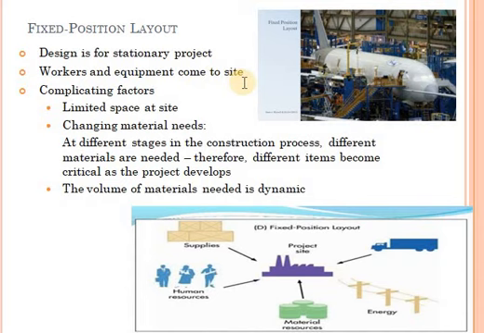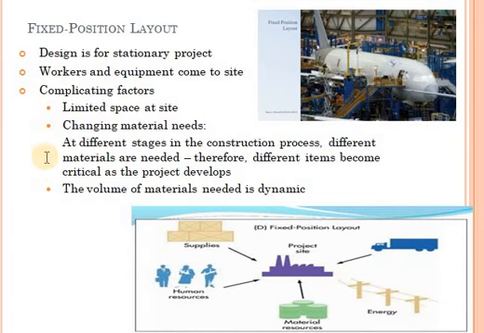Let's say, for example, I'm having a construction project. Here, this is the project site. Everything will come: the supplies, the raw material, the human resources. So we have some complicating factors such as the space. We have limited space because all the resources are coming to the site, and I have changing material needs.